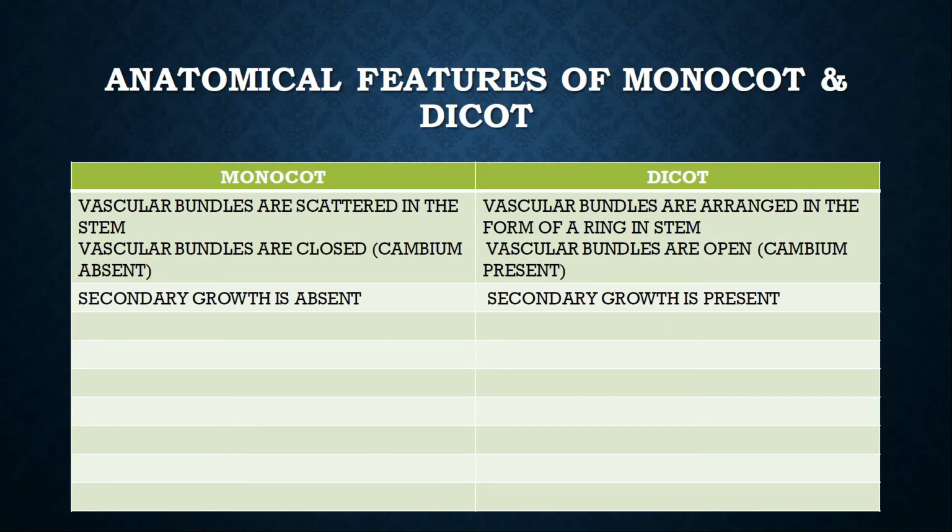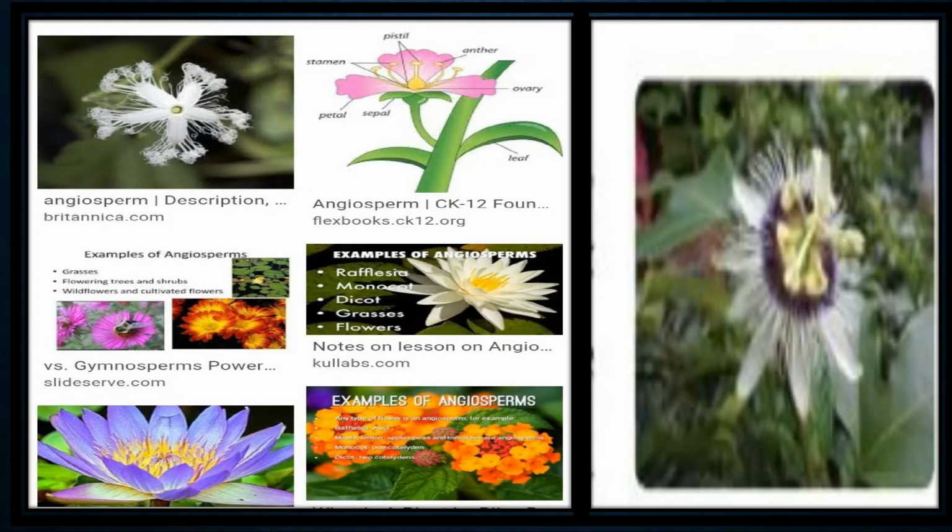Anatomical differences of monocot and dicot. Vascular bundles are scattered in the stem of monocots, whereas vascular bundles are arranged in the form of a ring in the dicot stem. In monocots, vascular bundles are closed, without cambium, whereas in dicots the vascular bundles are open, with cambium. Secondary growth is absent in monocots and secondary growth is present in dicots.